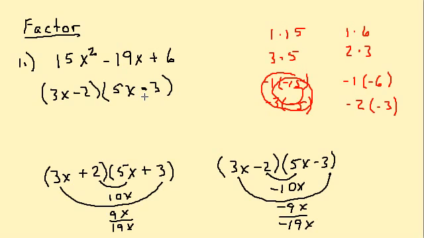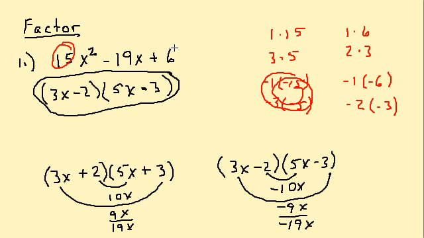Okay. And this trial and error method, the only way you're going to get good at this is by practicing. You're going to have to determine the factors of the first term, the factors you can multiply to get the second term, and you're just going to have to plug them in, multiply it back out, and see what gives you the middle term. And the trial and error method does take practice.